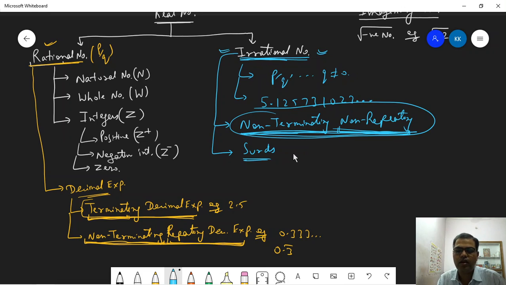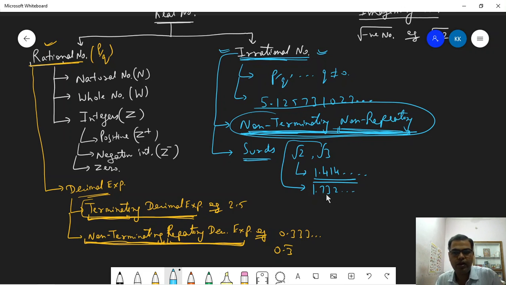So examples are root 2 or root 3. If we write the decimal expansion form of root 2, it is 1.414 dot dot dot. If we see this, the number does not stop, does not terminate, and is not repeating. There is no set of digits which are repeating. Similarly, if we write root 3 in the decimal form, it becomes 1.732 dot dot dot. So again here also the number is not repeating and it is not terminating, so it is irrational.